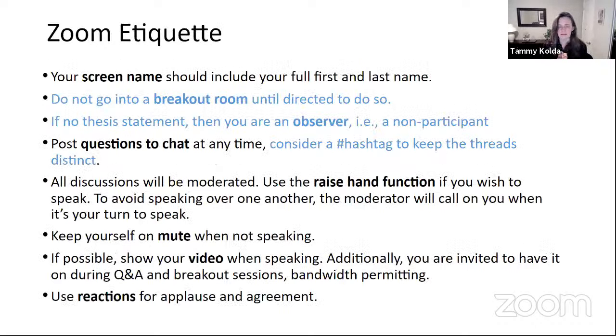So Zoom etiquette, this is pretty much the same as last time, so I'll go through it quickly. I just highlighted the changes in blue. Most of you have already done this, as I can see, but make sure your screen name is your first and last name. It really helps us in knowing who's out there and tracking your participation. You can also feel free to add your affiliation, your preferred pronouns, but at a minimum, we want your first and last name. There are breakout rooms in this, and you actually can just move to a breakout anytime, but don't do that because you'll just be in a breakout room by yourself. Don't go there until you're directed to do so.